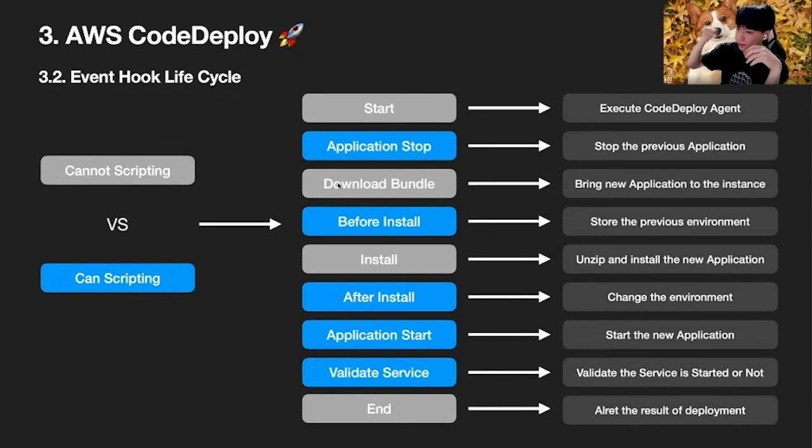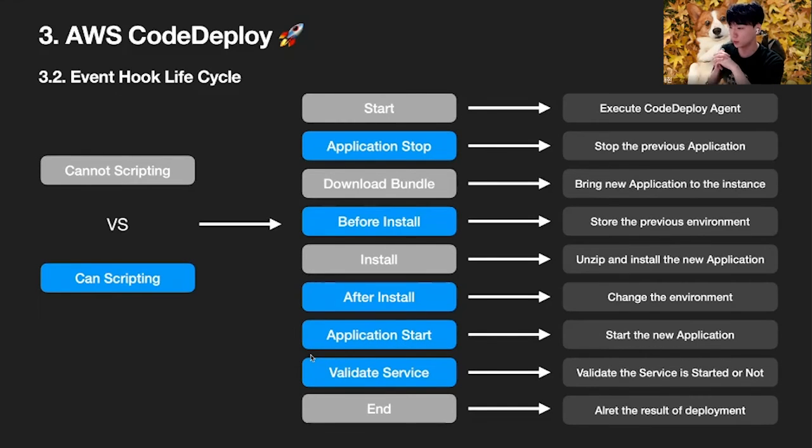So it brings the new application, meaning the source code, to the EC2 instance. Then BeforeInstall stores the previous environment variables, and then installs the new application, like unzipping the source code and installing it, and then starting and validating the service.